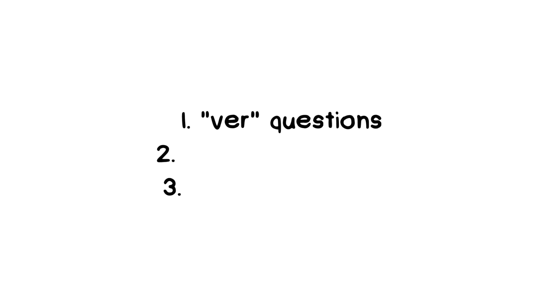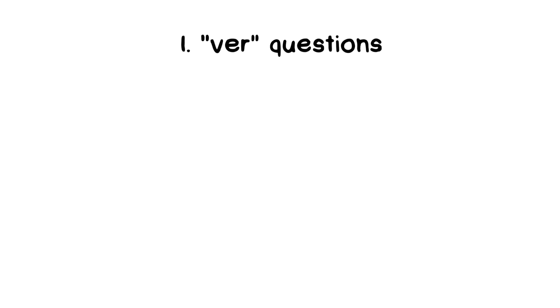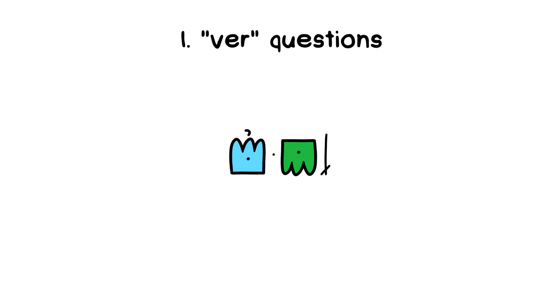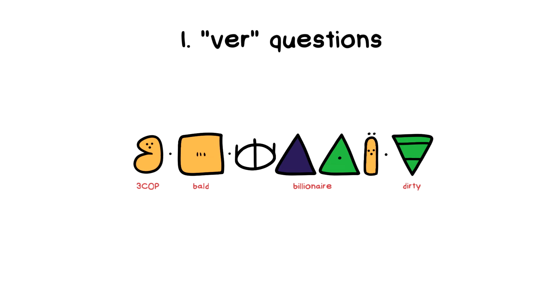When it comes to asking questions in Aaltok, though, there's 3 strategies. Ver questions, Voltve questions, and Ske Skem Skis questions. Ver questions are ones like, are you a frog? Or, is the bald man a dirty billionaire? These kinds of questions don't require a change of word order. The bald man is a dirty billionaire. The words are in the same order as the question version.